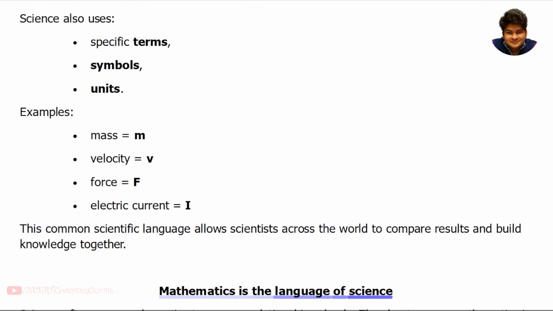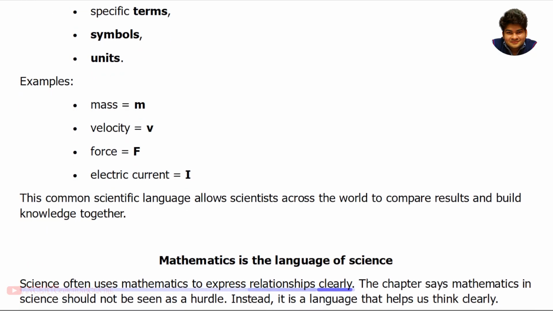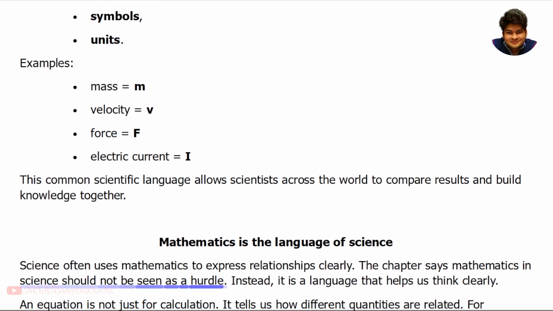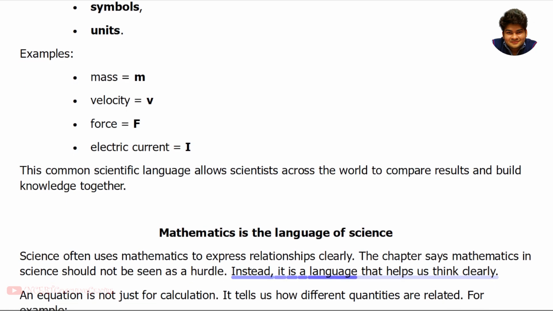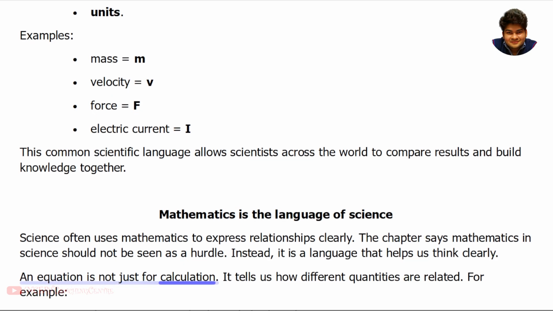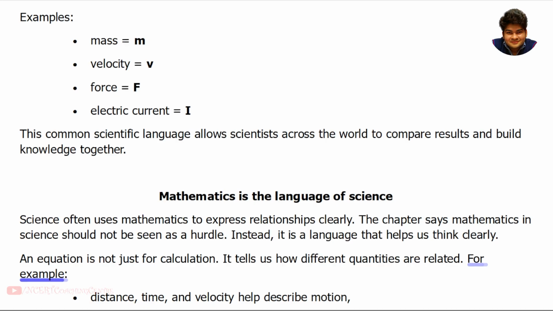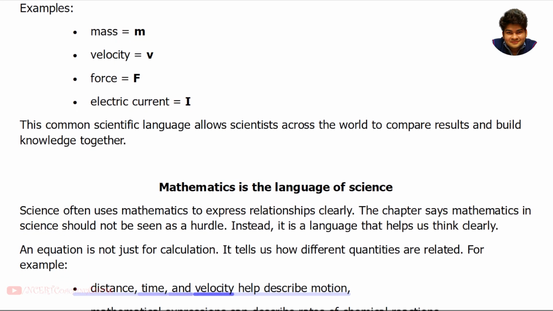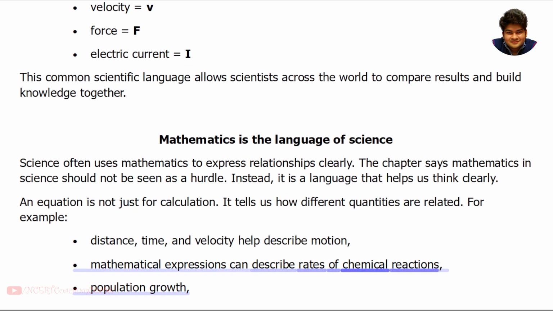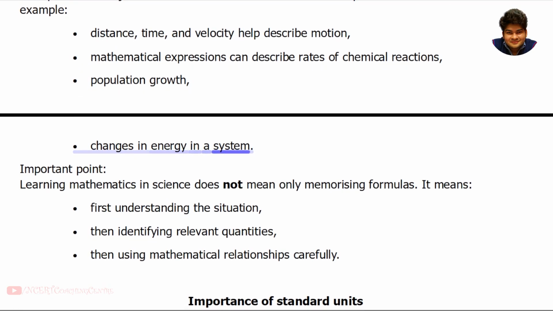Mathematics is the language of science. Science often uses mathematics to express relationships clearly. The chapter says mathematics in science should not be seen as a hurdle. Instead, it is a language that helps us think clearly. An equation is not just for calculation. It tells us how different quantities are related. For example, distance, time, and velocity help describe motion. Mathematical expressions can describe rates of chemical reactions, population growth, changes in energy in a system.